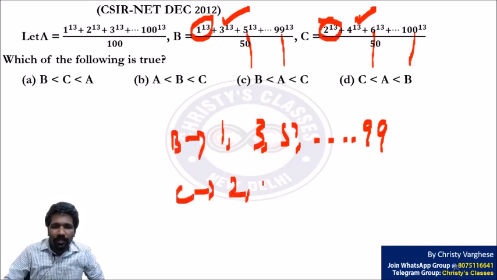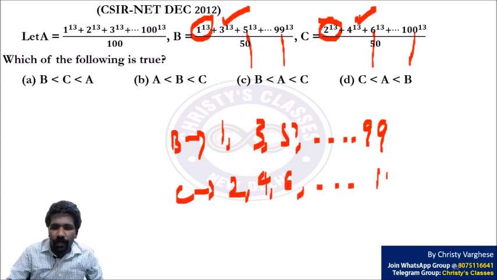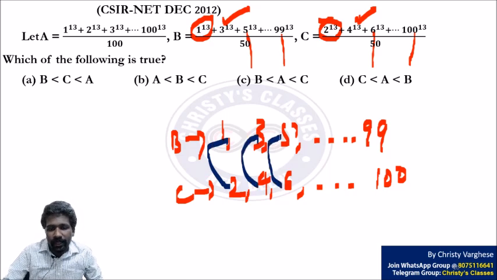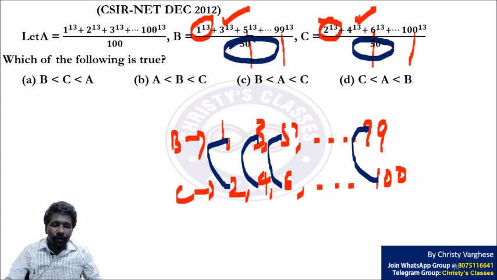Even numbers: 2, 4, 6, 8 up to 100, the first 50 even numbers. Clearly, in each pair, the even number is bigger than the odd number. 2 is greater than 1, 4 greater than 3, 6 greater than 5, up to 100 greater than 99. So definitely their 13th powers will also be larger, and their sum will also be larger. The denominator is the same, so you don't have to worry about it at all.